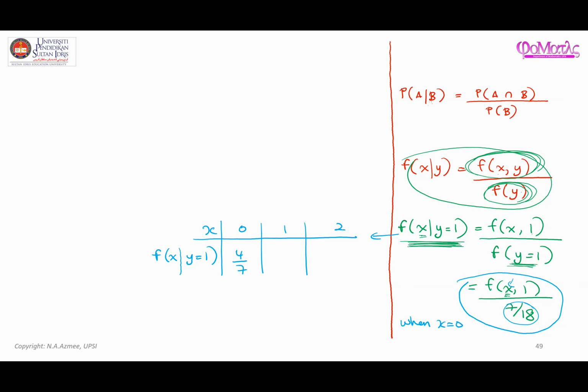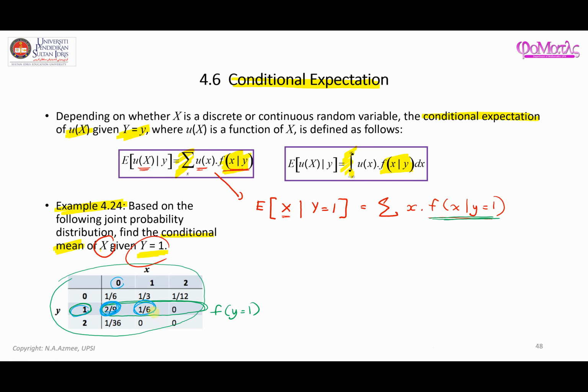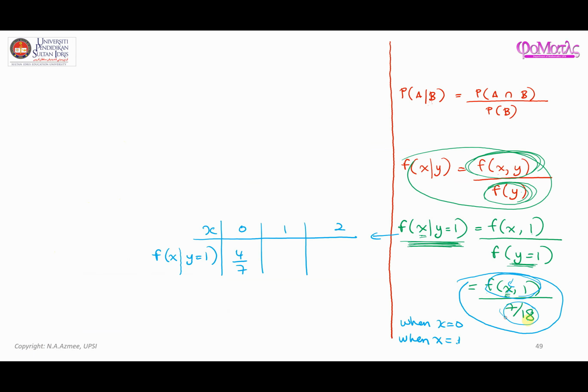Now, when x is equal to 1, that means you're going to substitute 1 into this position. So we are considering the value of the joint probability of f1 and 1. So 1 and 1 is this one, yeah? So 1 over 6. 1 over 6 over 7 over 18. That is 3 over 7.